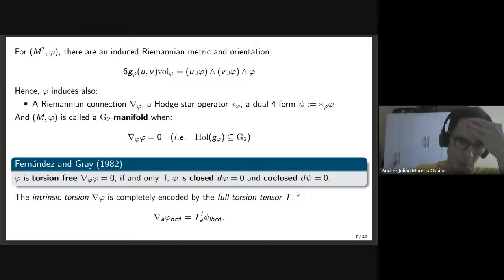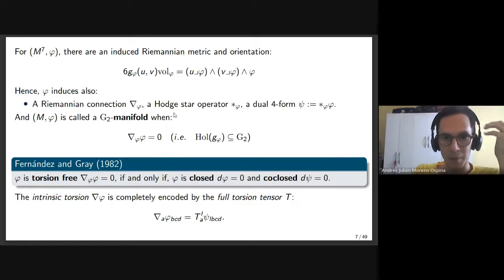The important thing in order to relax the torsion-free condition is the intrinsic torsion nabla phi. In the next slides I will probably drop the subindex phi for the connection and the Hodge star operator, but we always need to know that all those structures depend on phi in a nonlinear way.